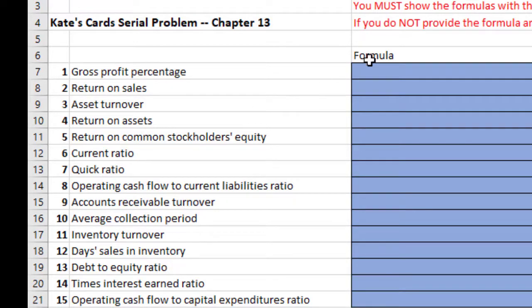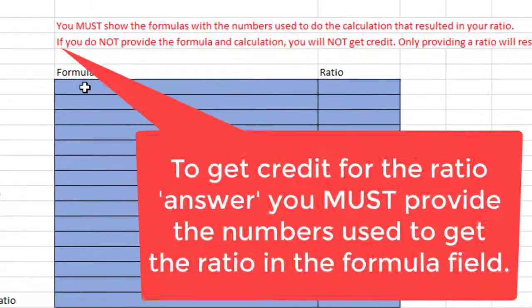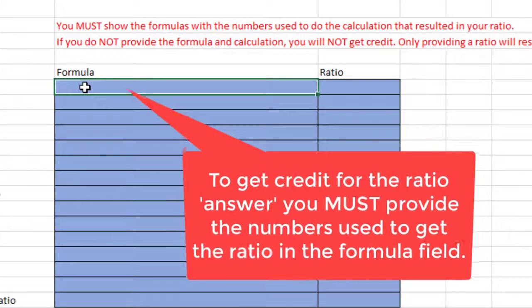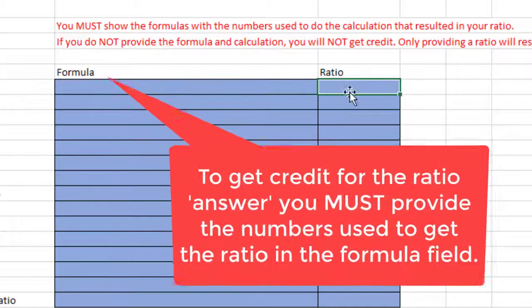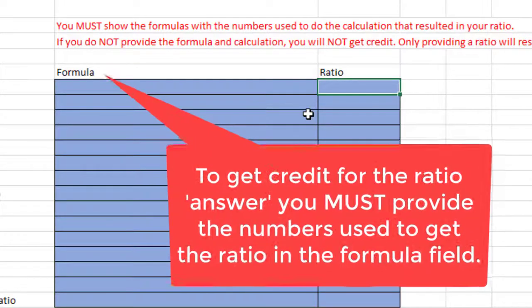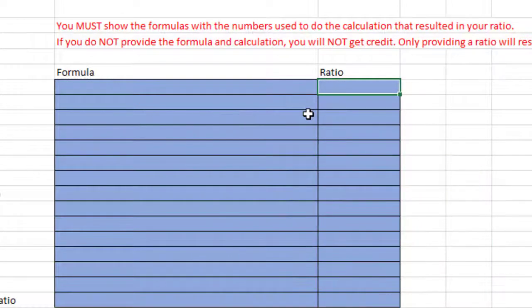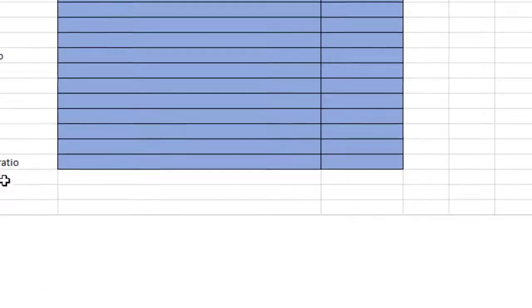Now you need to provide the formula. I can't emphasize that enough. I want to see the numbers that you use to do the calculation. If you just provide the ratio, you will not get credit. You will only get credit if you provide the formula. And then we have an analysis.